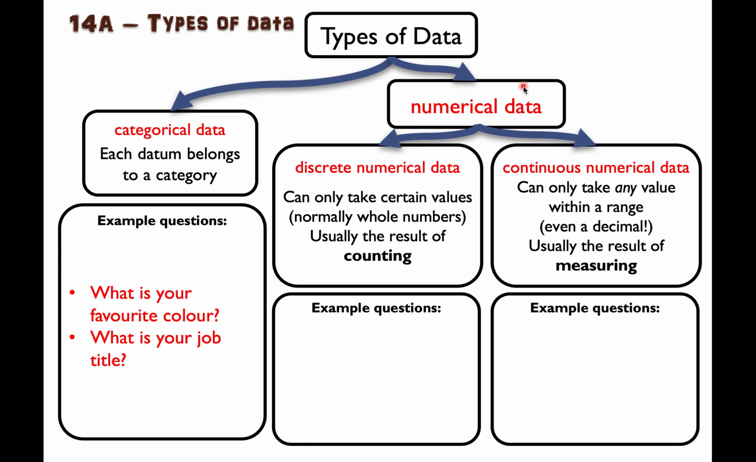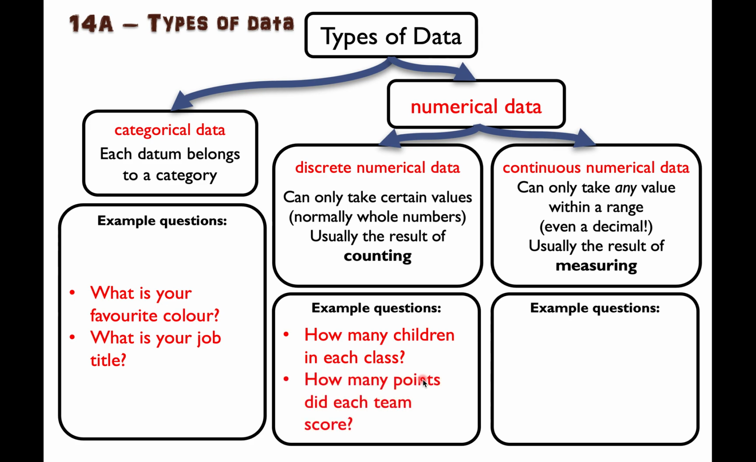Numerical data is where you're getting a number. Discrete numerical data is where the answer that people give can only take certain values. So usually whole numbers. And usually this is the result of counting. For example, if I said, how many children are in each class at this school? You might get answers like 23 or 25, but you're not going to get 23.287. So you'll always get a number, and it can't just be any number, it has to be certain valid numbers. And usually that's whole numbers, and usually the result of counting.